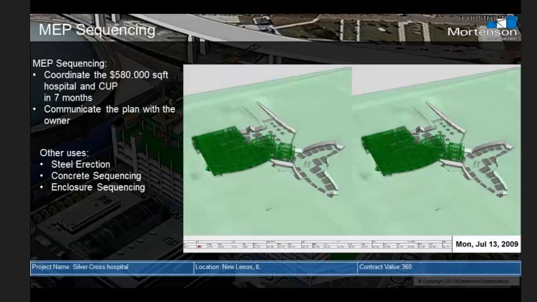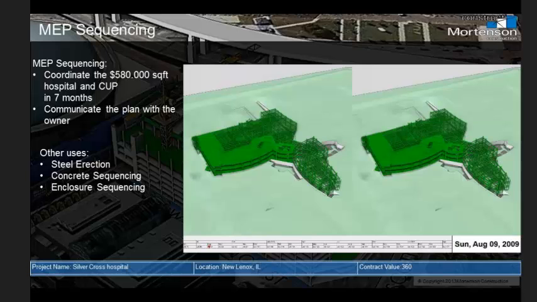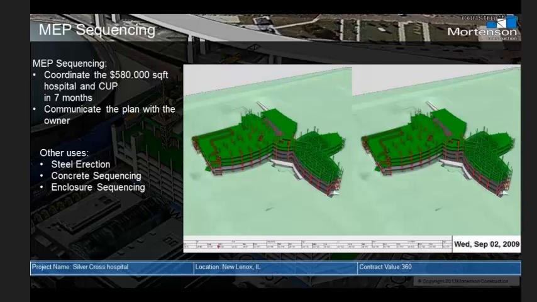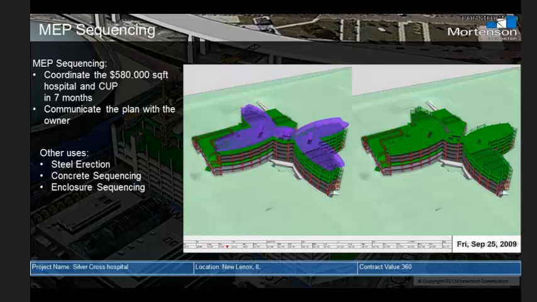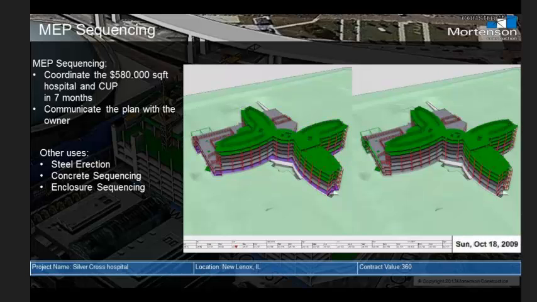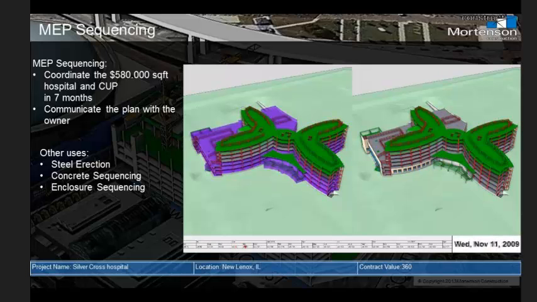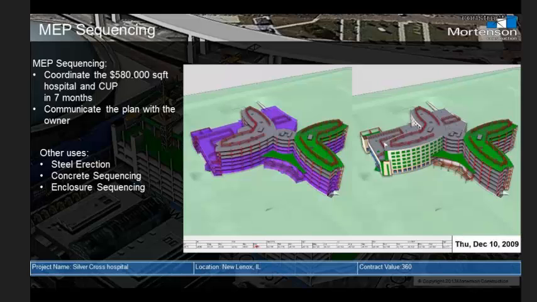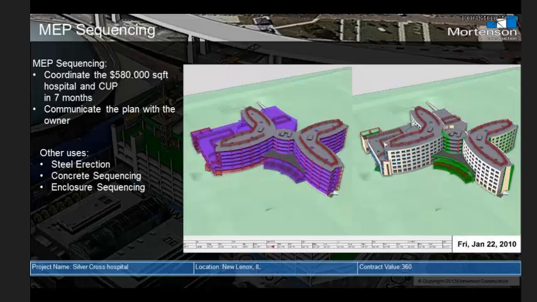Another project here is a Civil Cross Hospital in New Lenox, Illinois. It's a 580,000 square feet hospital. It's a new campus, so it's a greenfield. And the project started in 2008 when we experienced the big downturn of the economy. The owner at the time had a very hard time securing the credit lines. The banks were absolutely not lending any money to anyone. So we had a hard time starting the project.